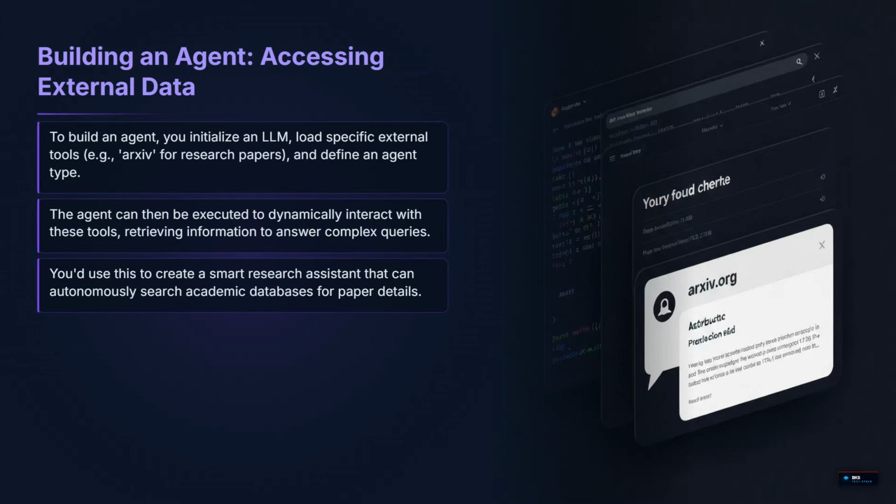Let's put an agent together. First, you'll need an LLM. Then you load the specific tools it needs, like the arXiv tool for research papers. Finally, you initialize the agent, connecting the LLM and its tools. When you then ask a question like, "Tell me about paper 2303.15056," the agent dynamically decides to use the arXiv tool, retrieves the paper's details, and synthesizes an answer for you. This exemplifies how agents can intelligently leverage external resources to provide highly specific and current information.